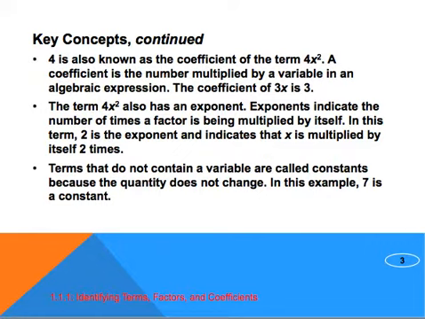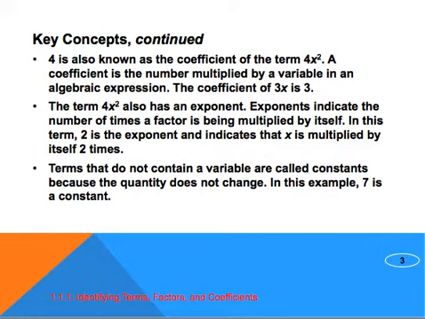So when you see 4x squared, this just means there are 4 x squares. And so the coefficient of 3x is 3. So there are 3 x's.